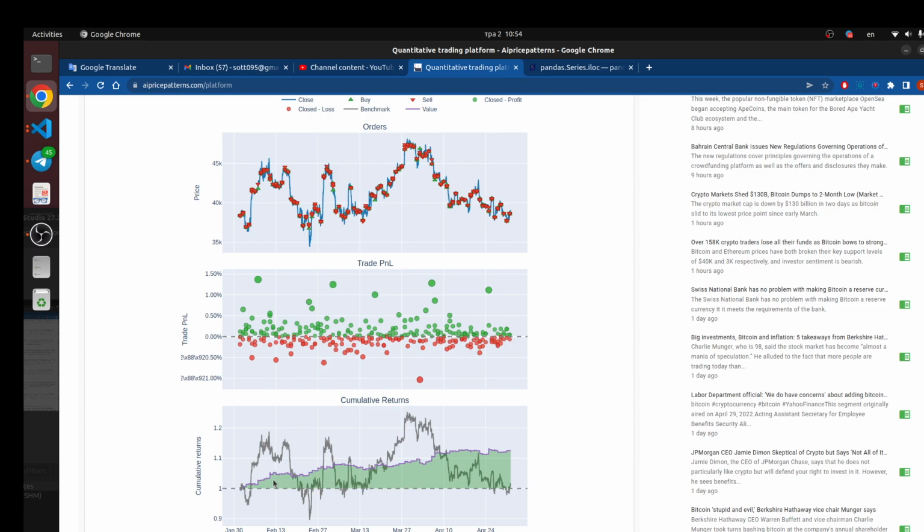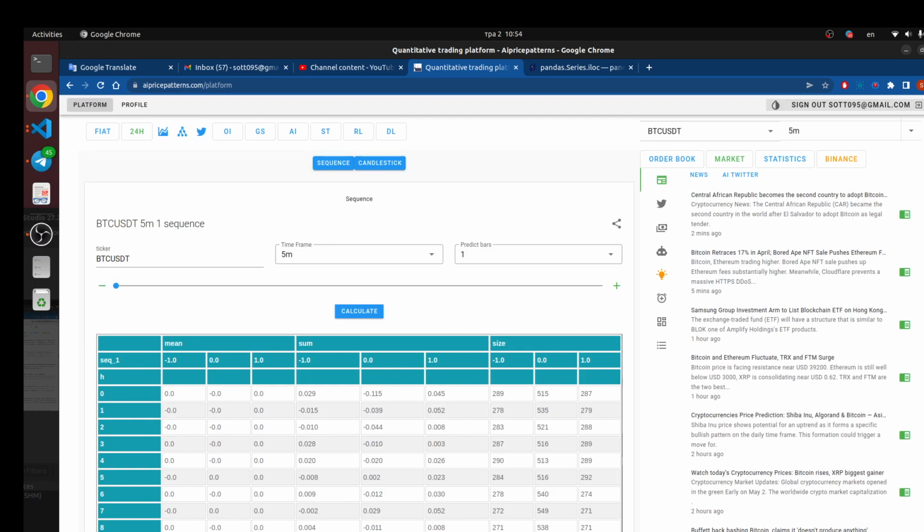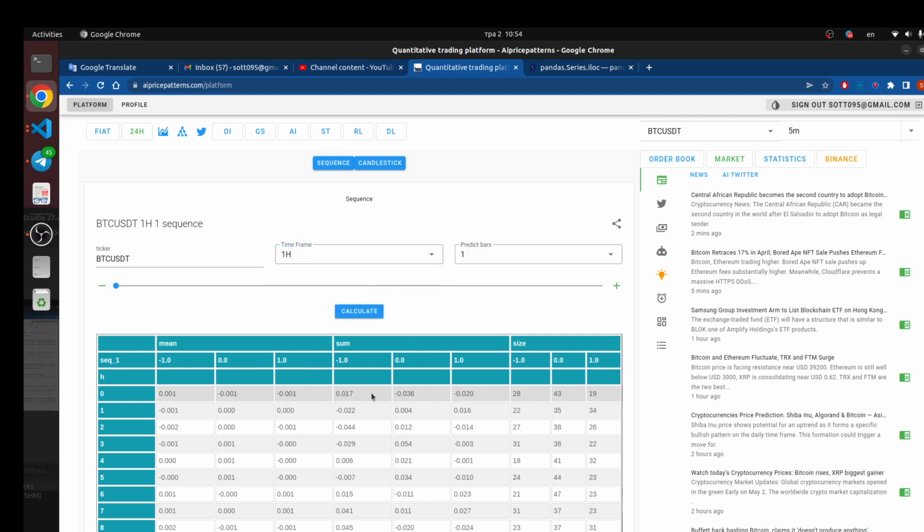It means if we trade Bitcoin USDT at time 0, when the day is starting, and if on 5-minute bars the sequence is 0, it means the next bar would grow and we could use this dependency. It works the same, for example, for 1 hour. So let's look at what happens, what the results would be.